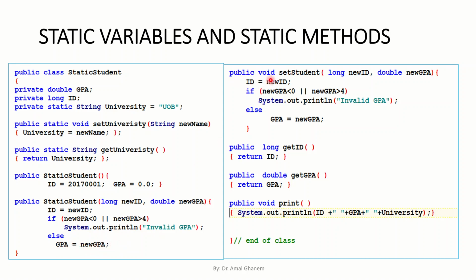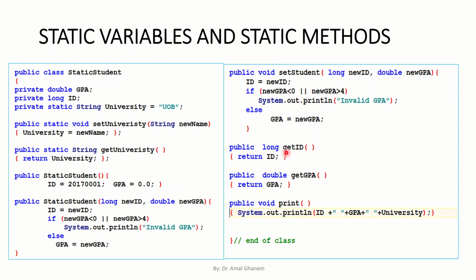Similarly, I have public void setStudent. It will take a new ID and new GPA. It will assign the value of the ID. Again, we will check the GPA; if it is not valid, we output a message. Otherwise, we will use the value. Just to recall from the previous session, the constructor, in this case static student, is called whenever we create a new object. SetStudent we can call by saying the name of the object dot setStudent.